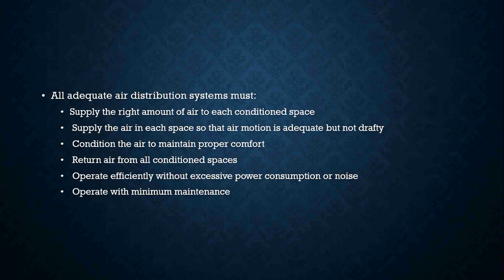Some of the areas that affect the air distribution of a system is making sure that you are supplying the right amount of air to your conditioned space. So in other words, if you're in a home, at least the minimum thing that you can do is go around and make sure that all the supply registers are actually open and not blocked. Make sure the return air vents are the same thing. They're not blocked or shut off for some reason. To supply the air to each space so that the air motion is adequate and not drafty.